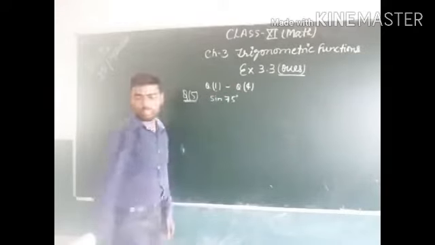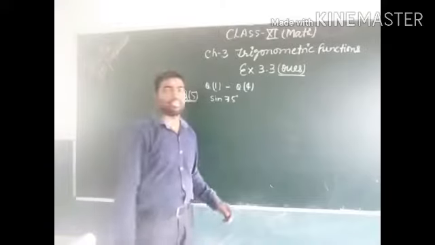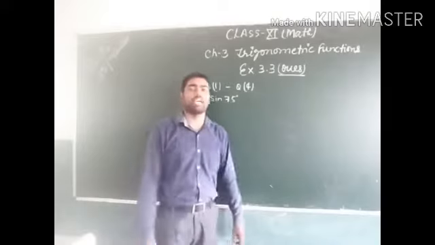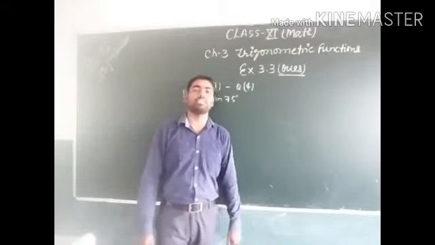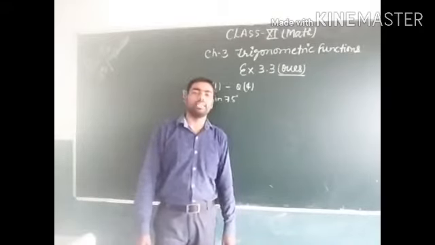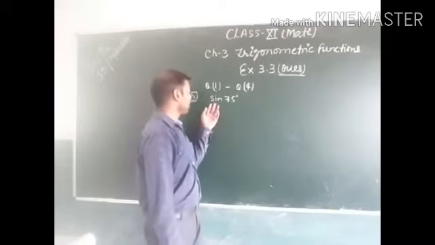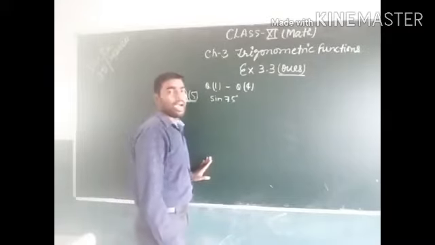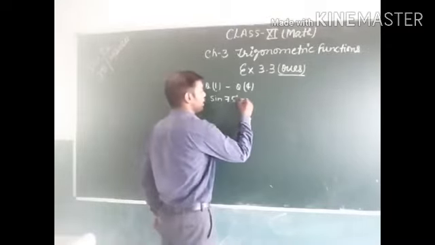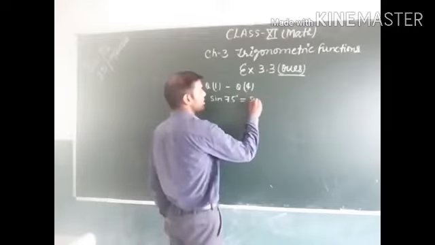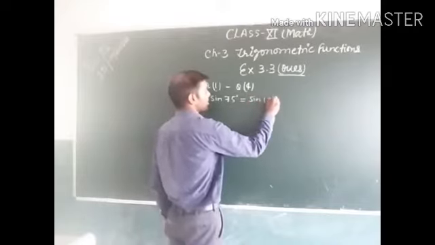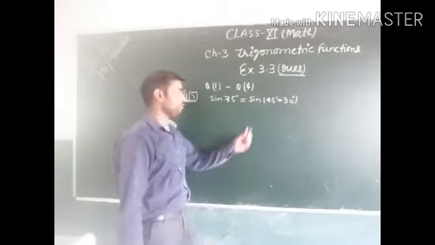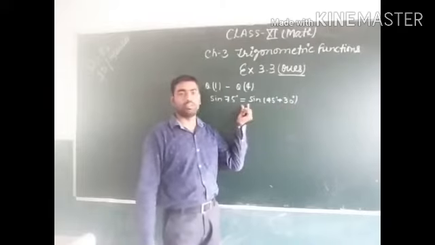Find the value of sin 75. So we know only the values of sin 0 degree, sin 30 degree, sin 45 degree, sin 60 degree and sin 90 degree. But we don't know what is the value of sin 75 degree. So we have the trigonometric identity. First of all, 75 can be written in the form of sin of 45 plus 30 degree. 45 plus 30 is equal to 75.